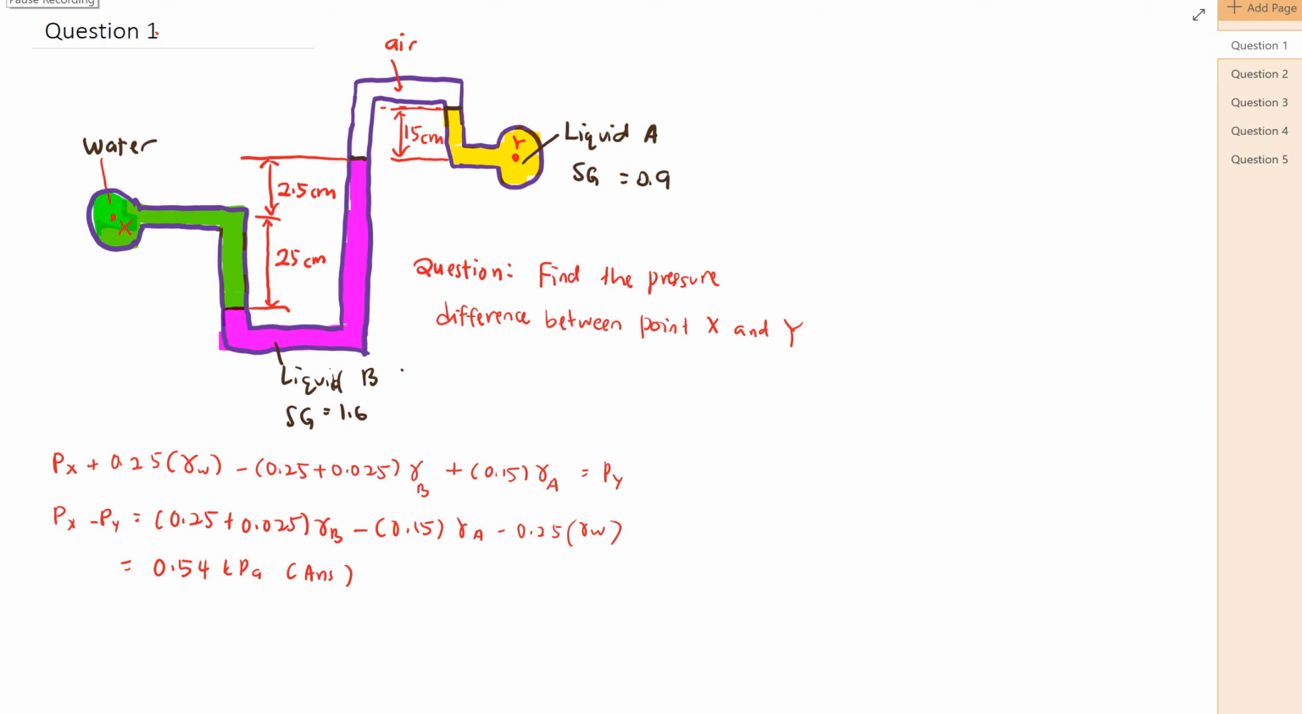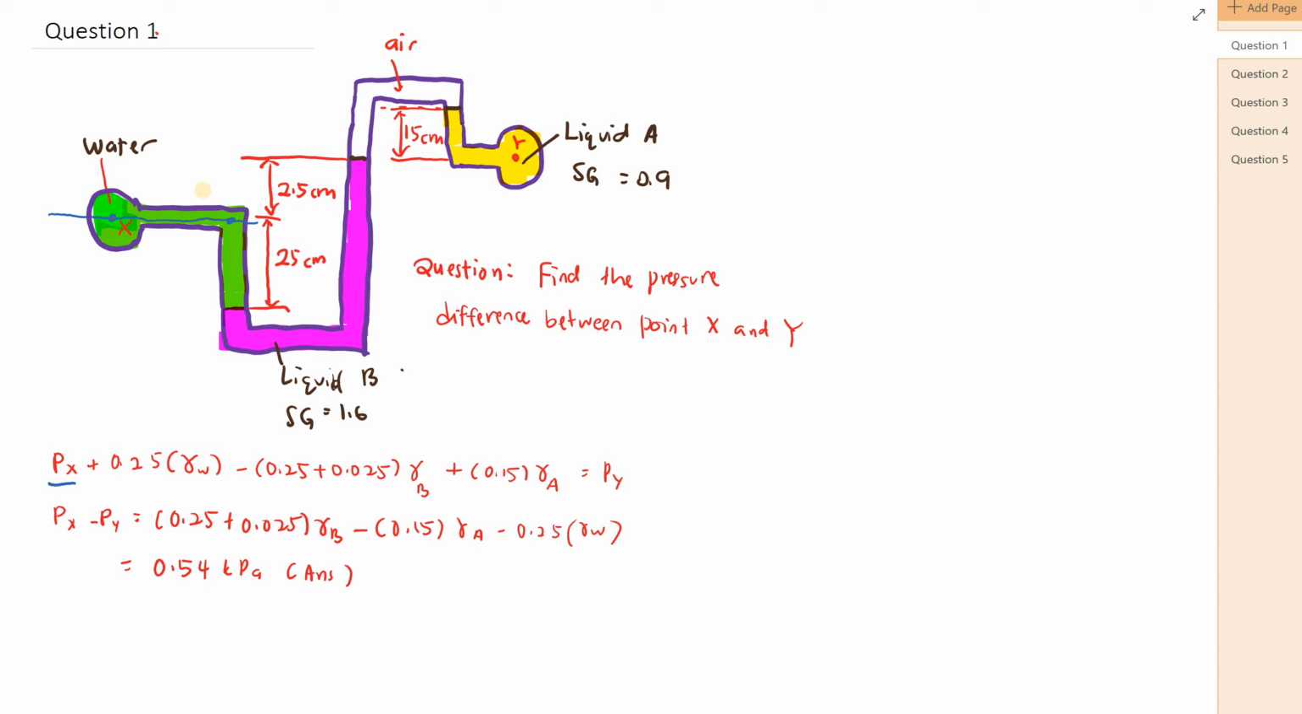Okay, for this question, where to start? We start from this point, point X. So we start from point X. You have Px, and because it's on the same horizontal level, P at this point here, X, is equivalent to this P.